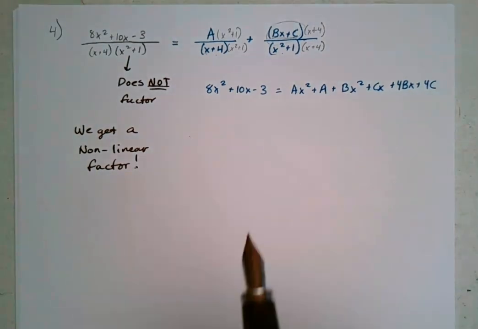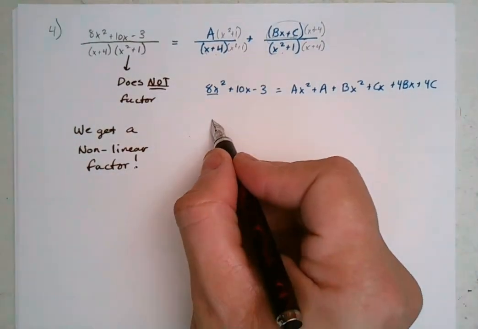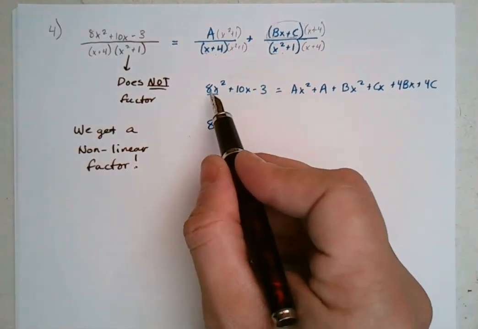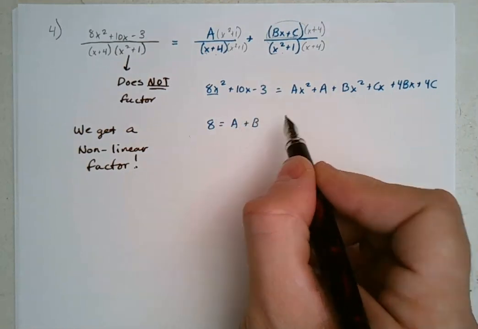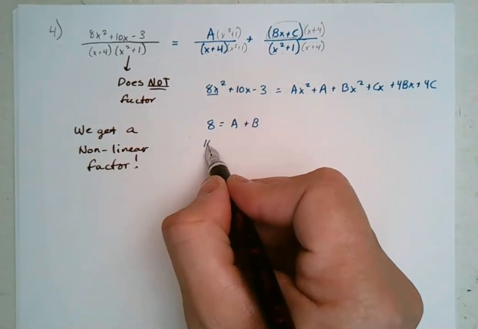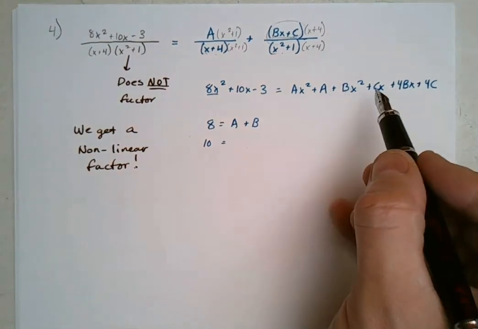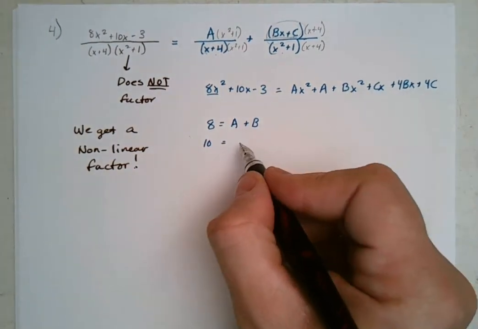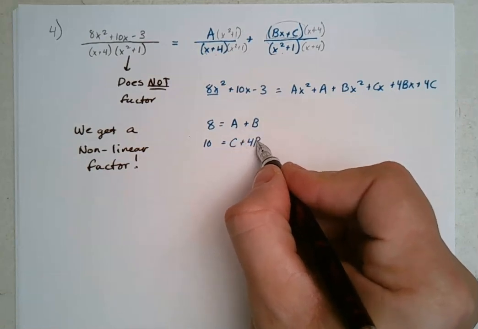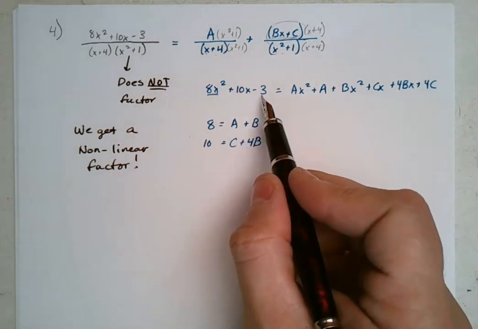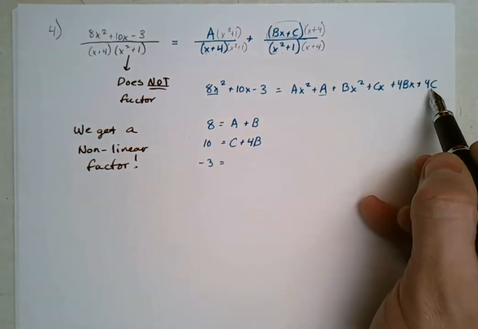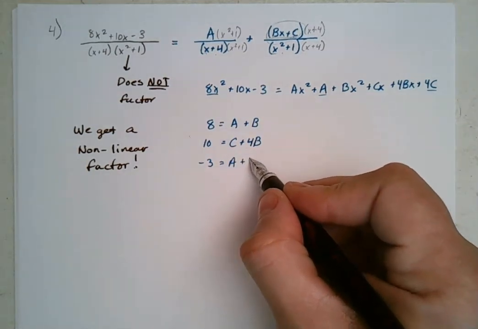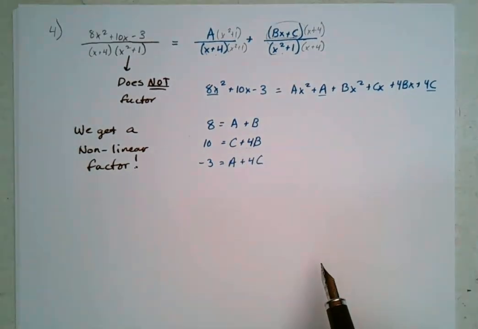Okay? And just like before, we're going to put all of our x squared terms into an equation. So 8 equals a plus b. We're going to put all of our x terms. So we're going to get 10 equals, and I'm going to say, what have I got here? cx and 4bx. So I'm going to say c plus 4b. And then I'm going to take my constant terms, negative 3 equals what? a plus 4c. Okay?